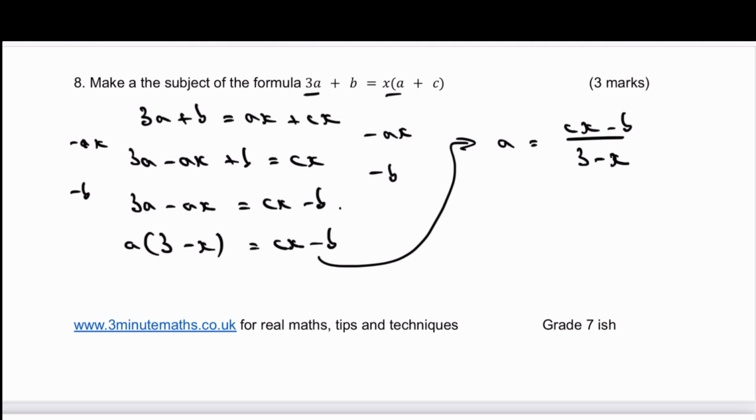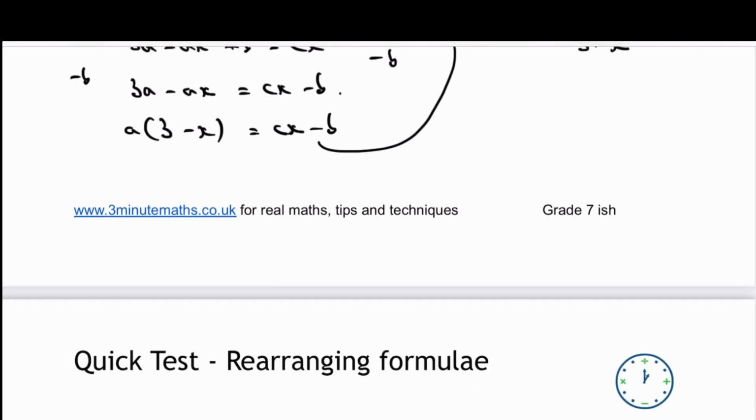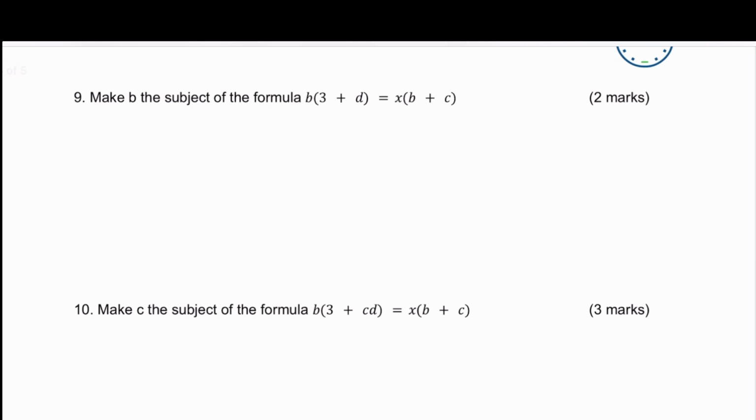Okay, let's move on then to the next one, which is question number 9, making b the subject of the formula. And again, we've got b on both sides of the equation. If I expand this out, I'm going to get 3b, so I've got a b here, plus bd, I've got a b there as well, and that equals xb plus xc. Okay, so I've got b's in 3 places, which makes it very awkward for me, but it's actually not too bad.